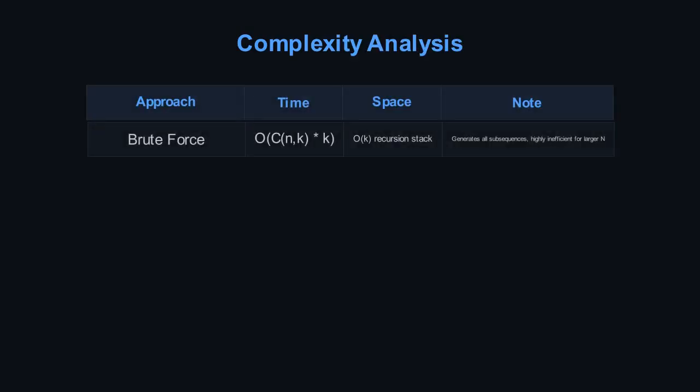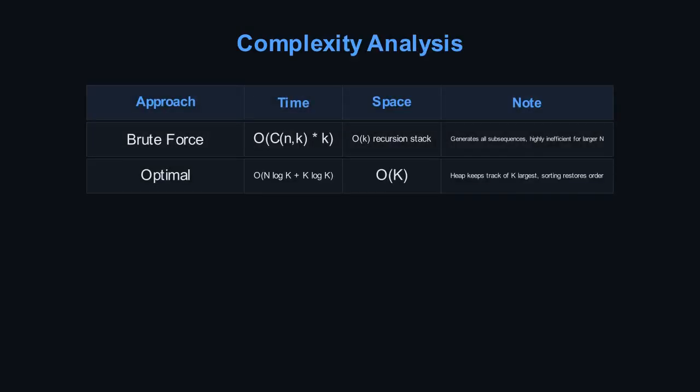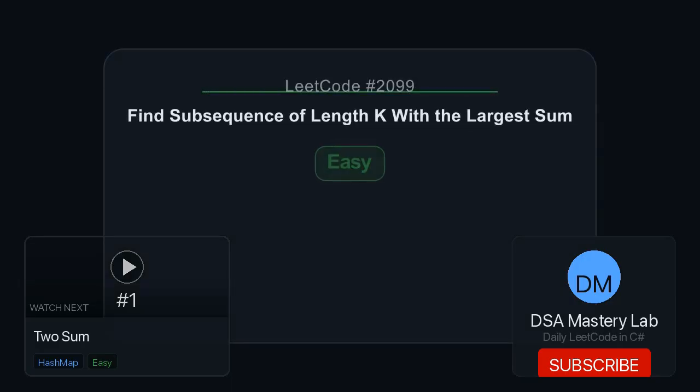Time complexity is n log k for heap operations and k log k for the final sort, totaling n log k plus k log k. Space complexity is k for the heap. This min-heap and sorting combination is a powerful pattern for top k problems.